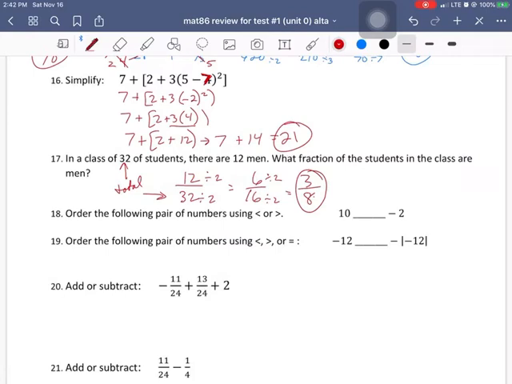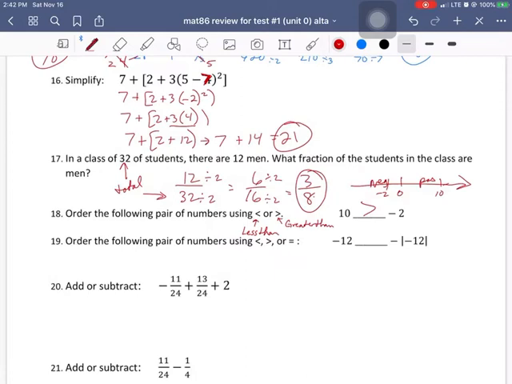Order the pair numbers using this. All right, so this is a less than symbol. This is a greater than symbol. 10 is a positive number. A positive number is always greater than a negative number, right? If you're thinking of a number line, there's a 0, and all the negative numbers are over here, and all the positive numbers over here, and this number line gets larger as it goes this way. So a negative 2 is over here, and a 10 is way up here. The 10 is always larger, okay?